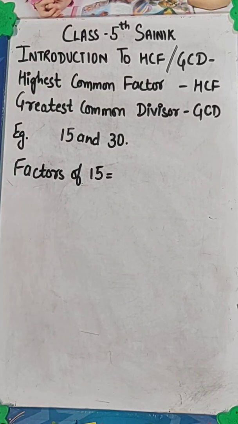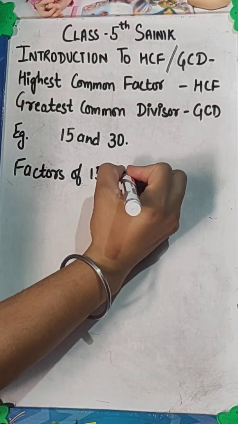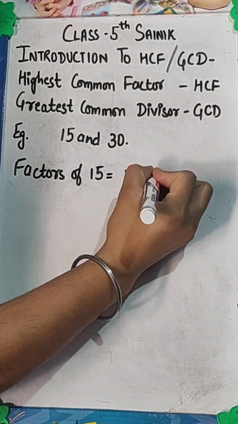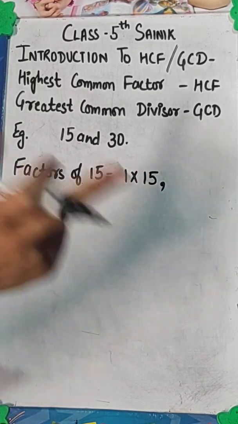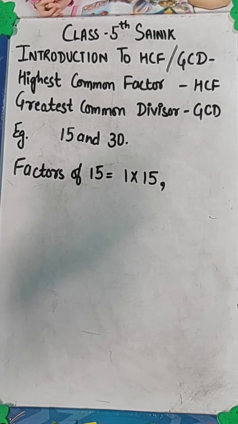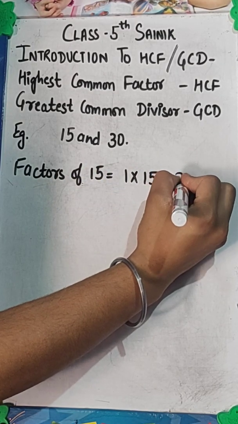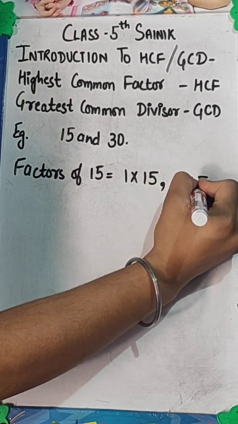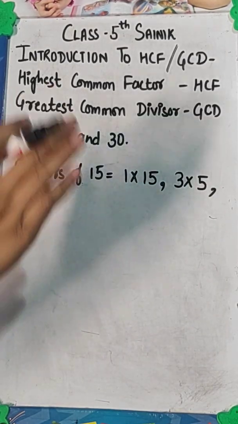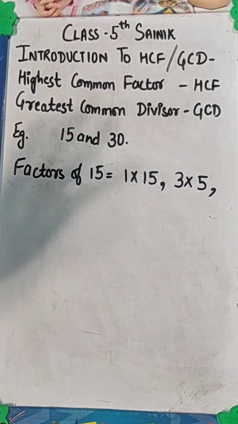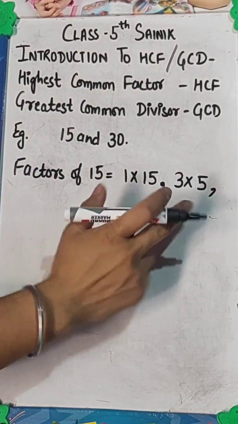Now 15, how will you write the factor? 15 can be written as 1 into 15. In the table of 1, 15 comes on 15. Now in the table of 2, 15 will not come. Now in the table of 3, 15 will come. 3, 5 are 15. After that come on 4. In the table of 4, 15 will not come. Now come in the table of 5. In the table of 5, we are having 5 into 3. We are having 5 into 3 means repetition occur.